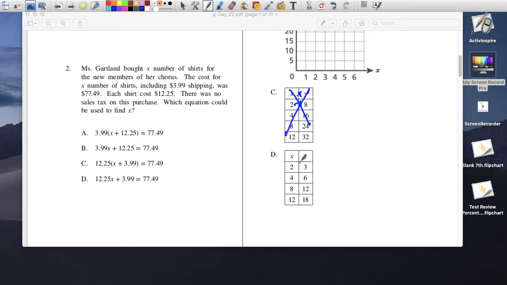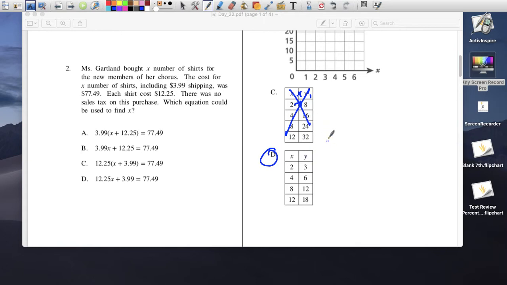2 to 3. How does 2 become a 3? So is it 2 times 1.5? 2 times 1.5 is 3. So just by process of elimination, C is gone, B was gone, A was gone. You know the answer is D, but I just want to make sure that you understand why.